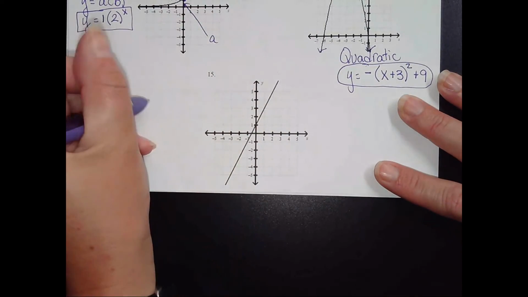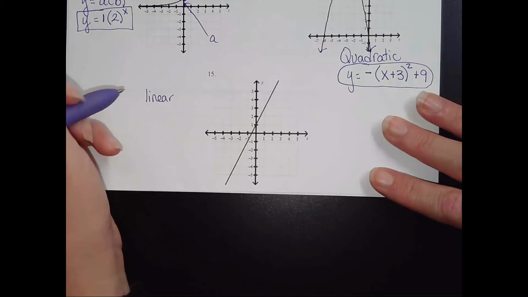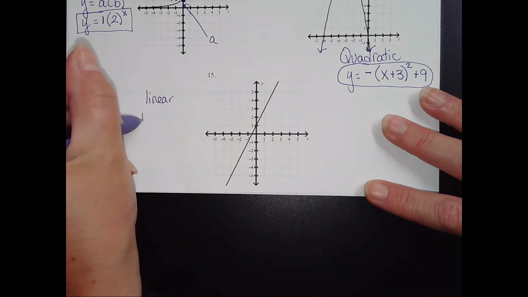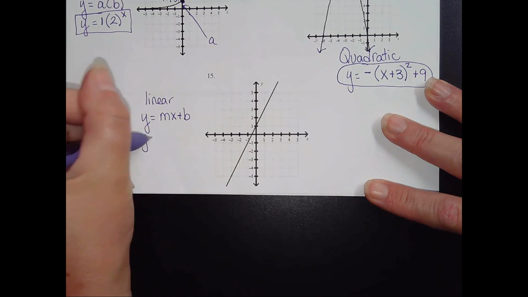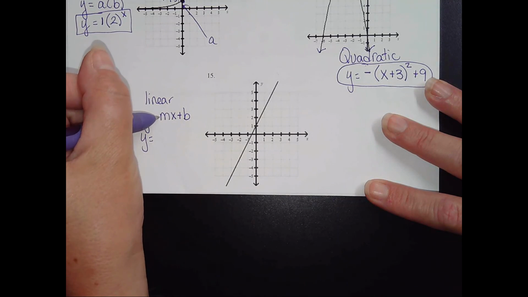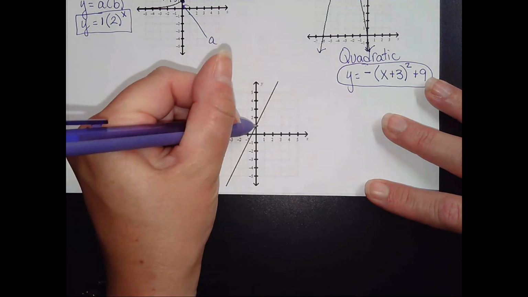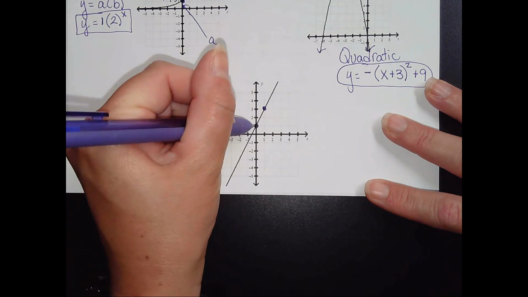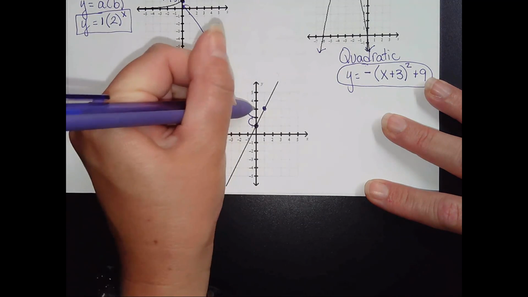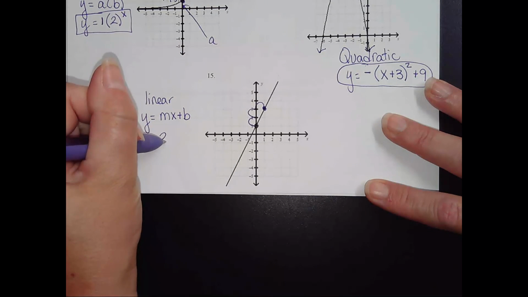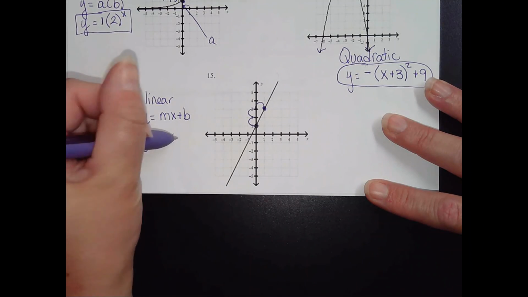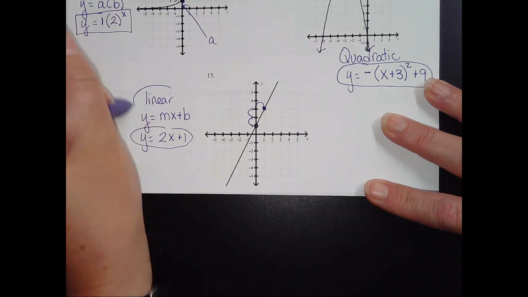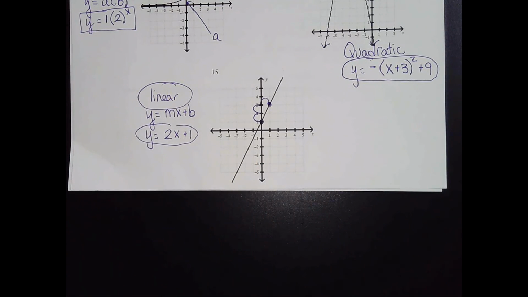And then the last one is number 15. This is linear. This one you should be golden on because you've been doing these for like a million years. You write these equations as y equals mx plus b. B is your starting point. M is your slope. To find the slope, you need 2 good points. Here's a good point. Here's a good point. You do rise over run. Rise 2, run 1. 2 over 1 is 2. Put the x. And then b is your y-intercept, which is 1. And that's it.